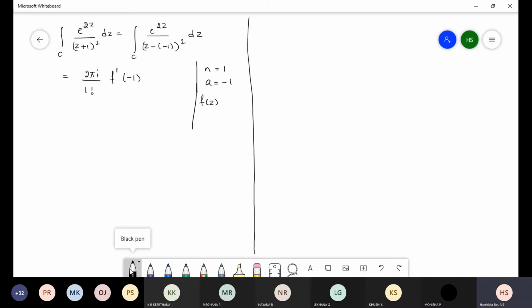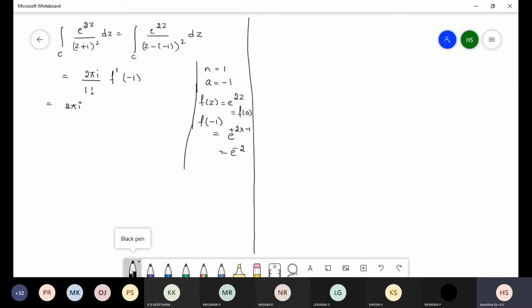Again, f of z is equal to e power 2z. F of z value is minus 1, because this can also be written as f of a, that is e power 2 into minus 1, that is e power minus 2. So I write here 2 pi I, 1 factorial value is 1 only. So, wait a minute. Here, yes, we want f dash of minus 1.